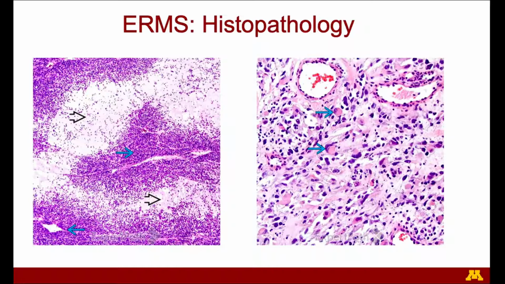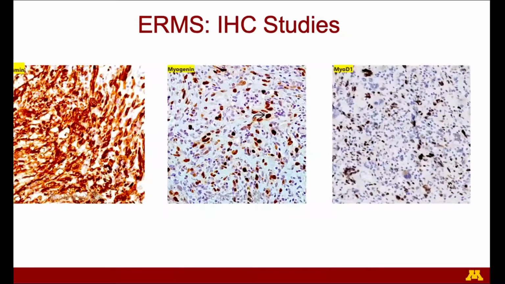The left panel shows a marbled appearance with variable cellularity, with perivascular regions, which are more cellular than the adjacent loose myxoid zones. The right panel shows rhabdomyoblastic differentiation with dense eosinophilic cytoplasm in tumor cells and eccentric nuclei.